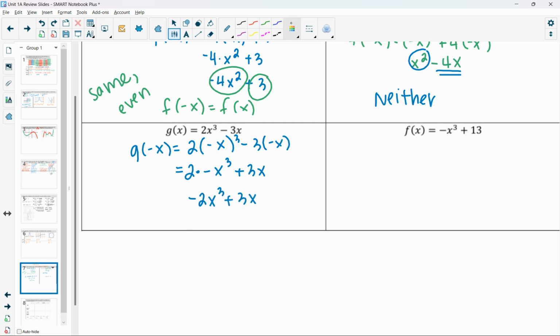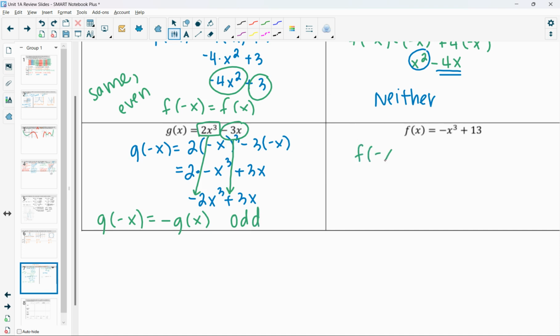And so then when we look at these terms, we'll see that this first term went from positive to negative, and we'll see that this second term went from negative to positive, so they're opposites. So g of negative x is equal to the opposite of the original function, and so then this means odd.